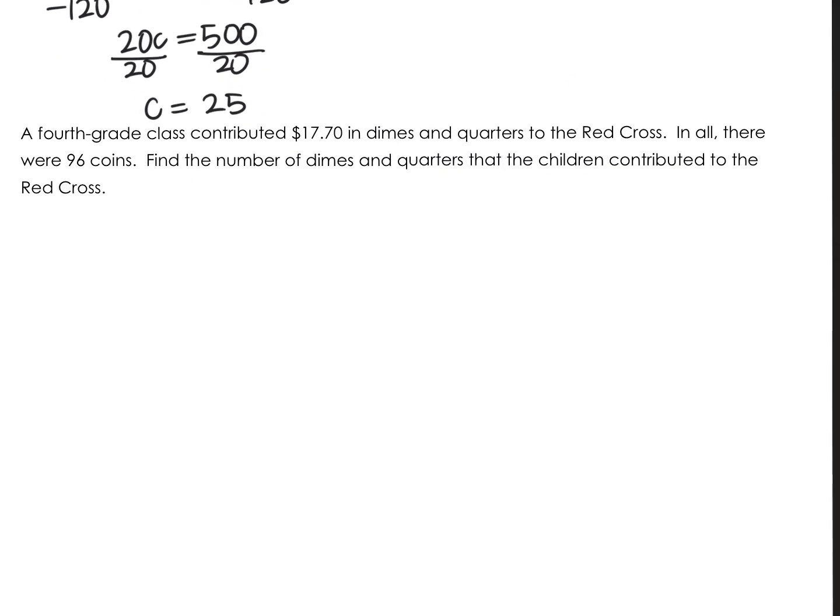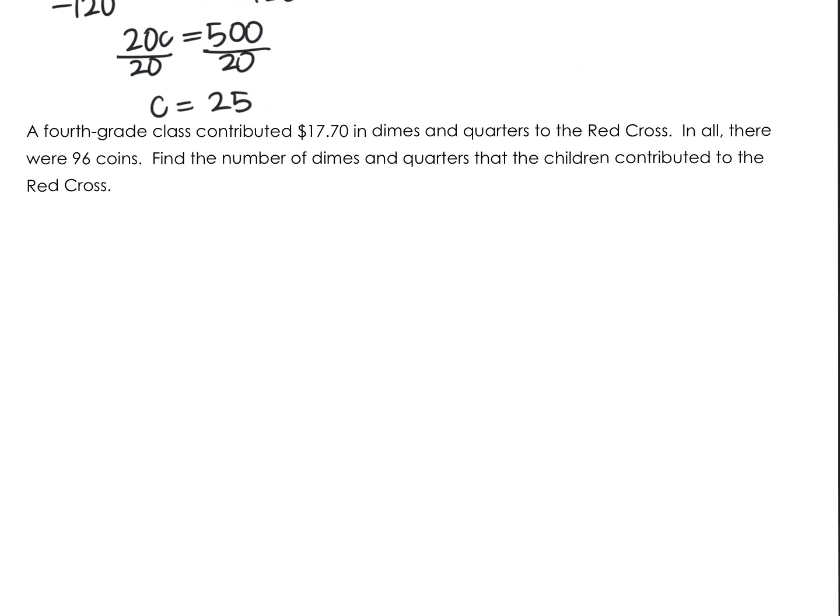Last problem, we are going to look at a problem with only money. So a fourth grade class contributed $17.70 in dimes and quarters to the Red Cross. In all, there were 96 coins. Find the number of dimes and quarters that the children contributed to the Red Cross.